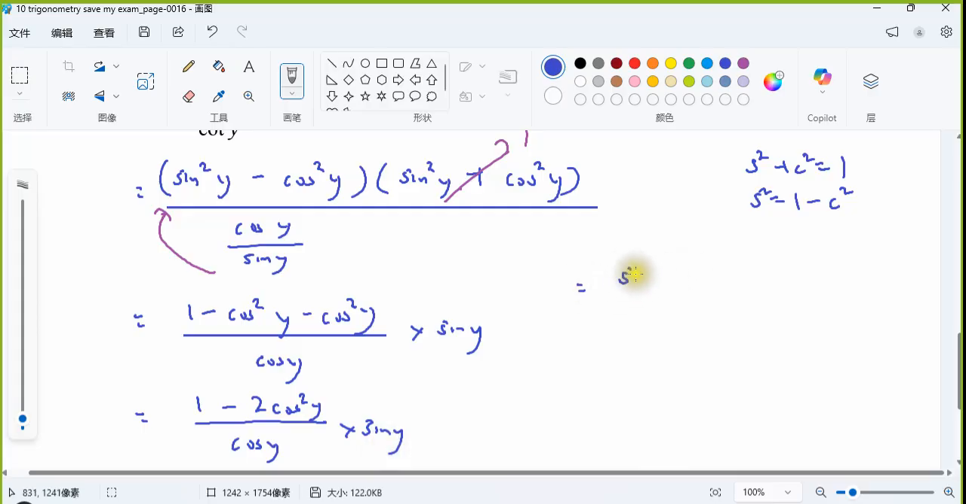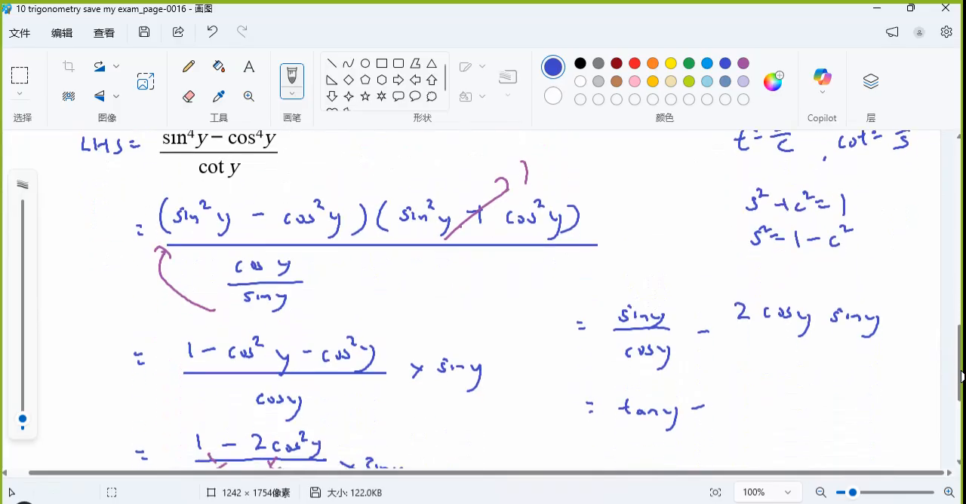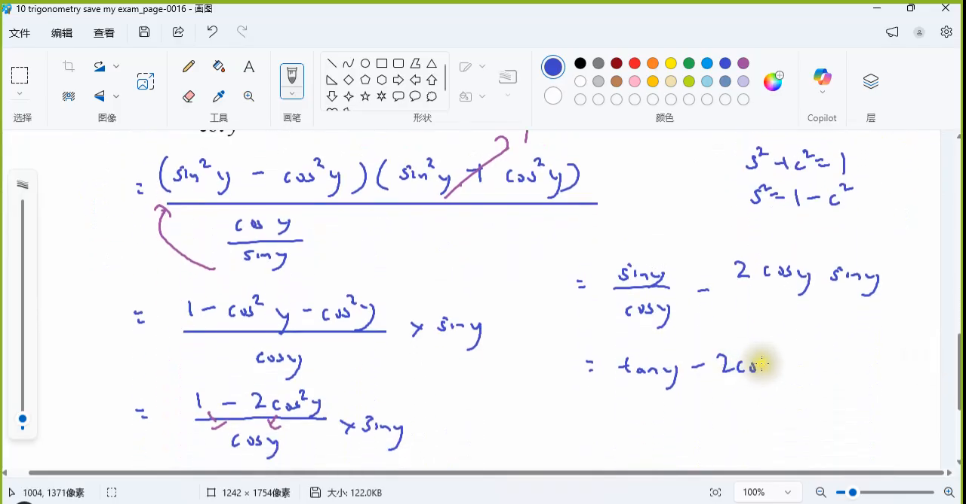So this will become sine y over cos y minus 2 cos y sine y, and then multiply. So sine over cos is tangent, and then minus 2 cos y sine y. 2 cos y sine y. This is the right hand side.